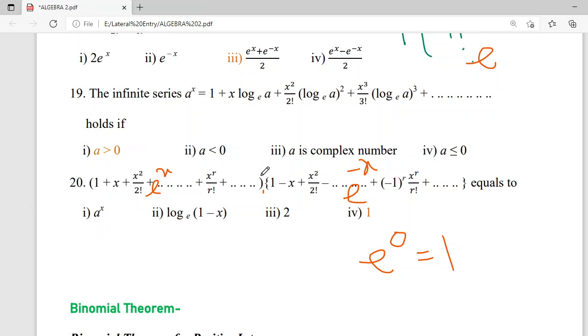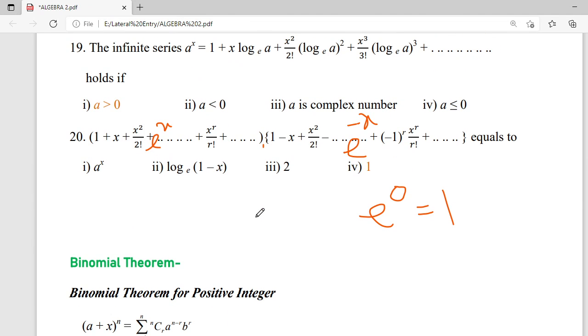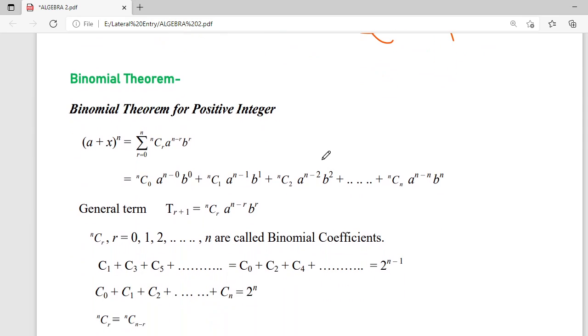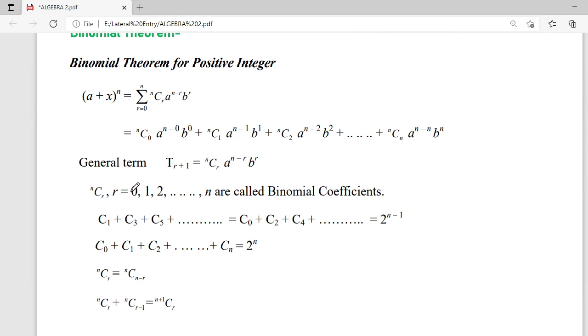So these problems, this is about AP, GP, etc. Then come to the binomial theorem. The binomial theorem, this is your definition, you have got it. The general term is this one. And this we say coefficients.